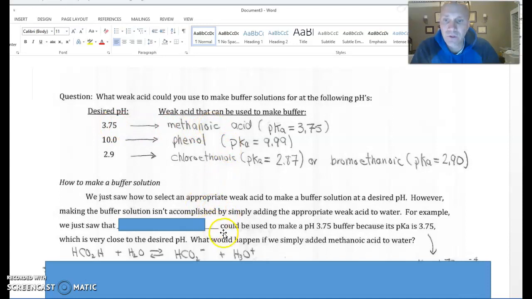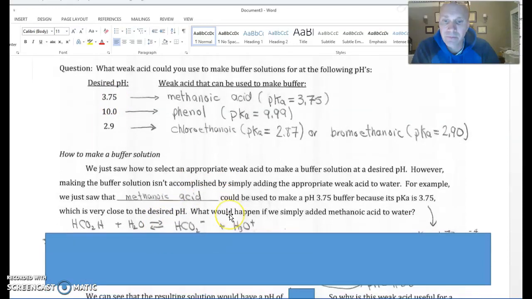It's not quite that simple for the following reason. For example, we just saw that if we wanted to make a buffer solution at a pH of 3.75, we would use methanoic acid. But if you think about it, we already know enough from the past to be able to demonstrate that simply adding methanoic acid to water would not give us a buffer solution at 3.75.